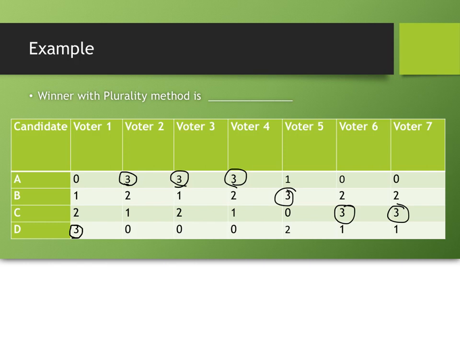Well, it's clear that candidate A wins, right? They get three first place votes. Everybody else gets less than three. So candidate A is the winner of plurality or majority rule, however you want to say that.